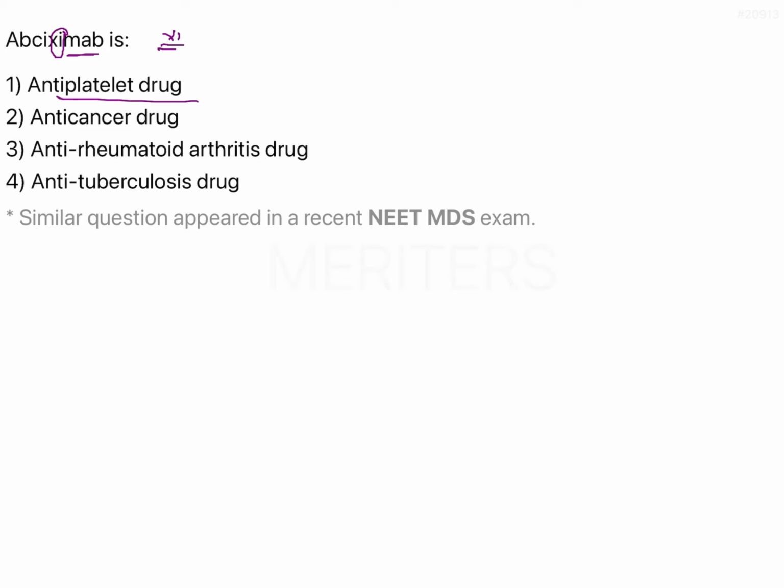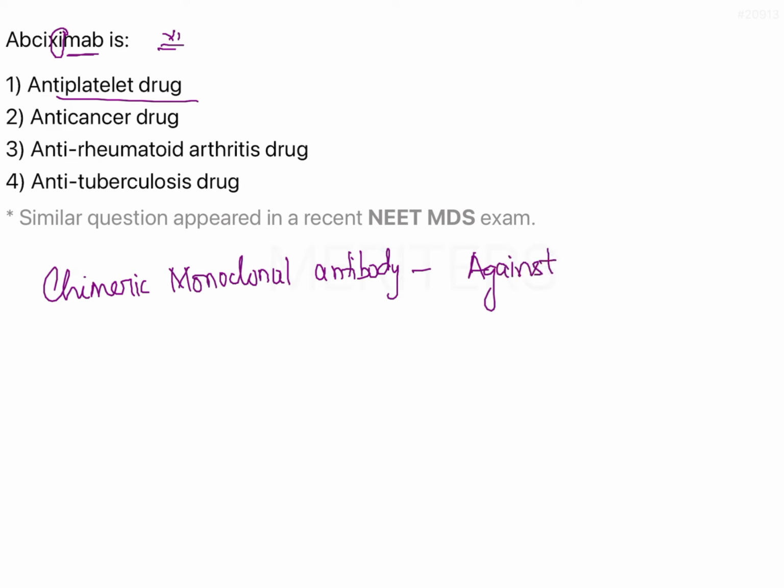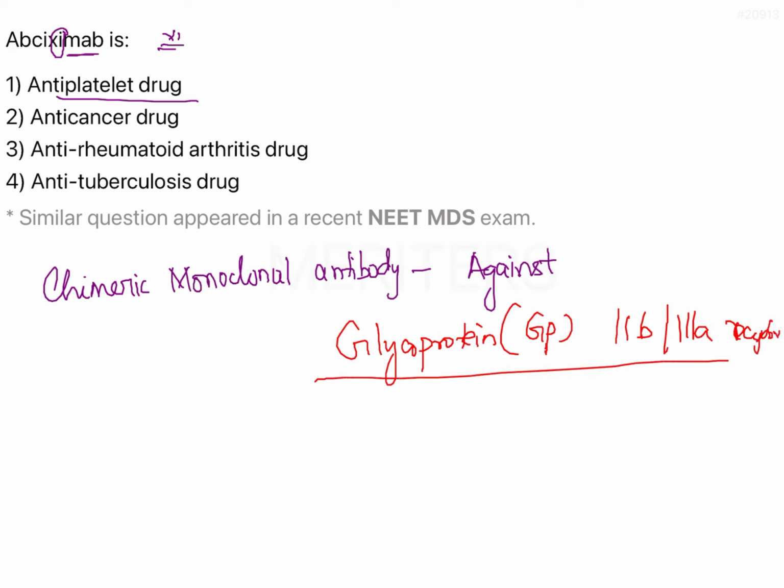This Abciximab is a chimeric monoclonal antibody which acts against your glycoprotein, GP, that is glycoprotein 2B3A receptor. Okay, which acts mainly against your glycoprotein 2B3A receptor. So what is this 2B3A glycoprotein receptor?